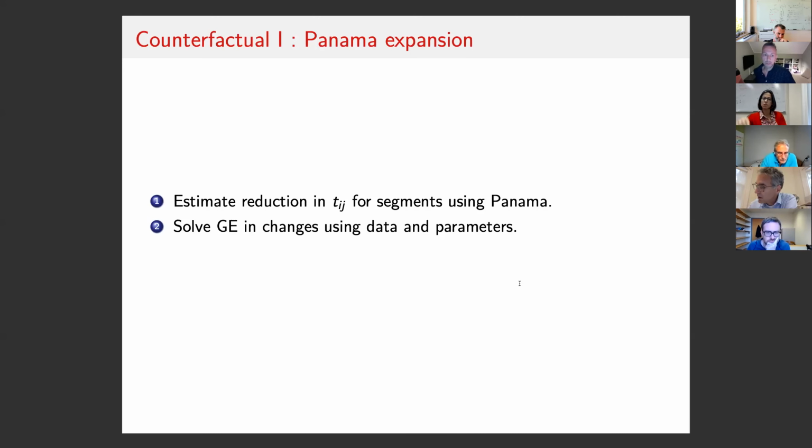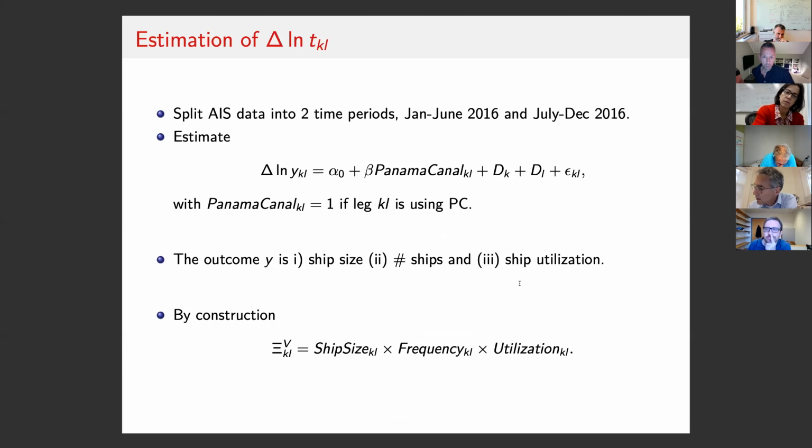Okay, so how do I estimate the reduction in the T? This comes back to the mechanism and the way we think about scale economies of shipping here. So I'm going to do a simple regression on a few different outcomes, using the change from before summer 2016 to after summer 2016, using the AIS data, regressed on a Panama Canal dummy if traffic is flowing through the Panama Canal, and I can include various fixed effects and controls. The outcomes are the change in ship size, the change in the number of ships, and ship utilization. That goes back to the draft measures, so we can see how much cargo is actually on these ships. And my construction, the volume of traffic on a given segment, is just the product of average ship size, frequency, so number of ships, and average utilization on the segment.